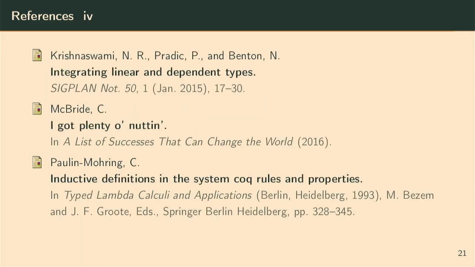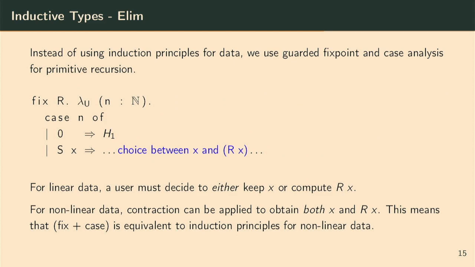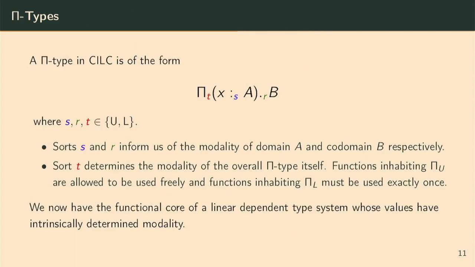So you pointed out in the last slide that it only supports dependency on nonlinear terms. Maybe you talked about that, maybe you had that in an earlier slide as well. But what does that mean exactly? Oh, so if we write a pi type, a for all, then for the variable, if it's dependent, that type has to be a nonlinear type. Let me go back to the slide here.